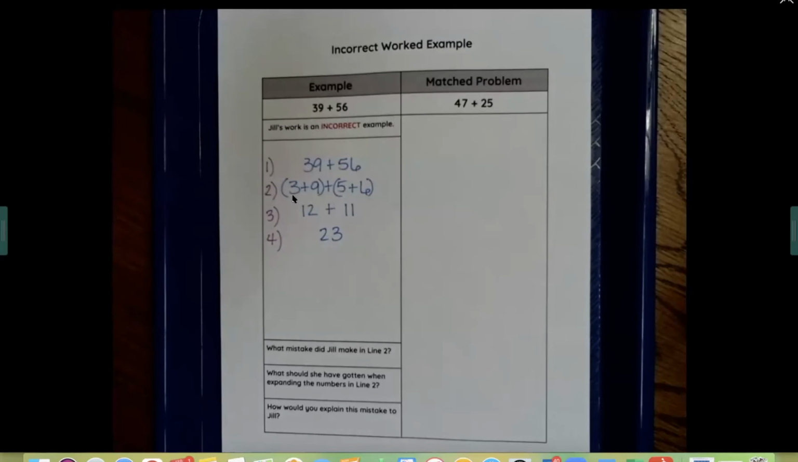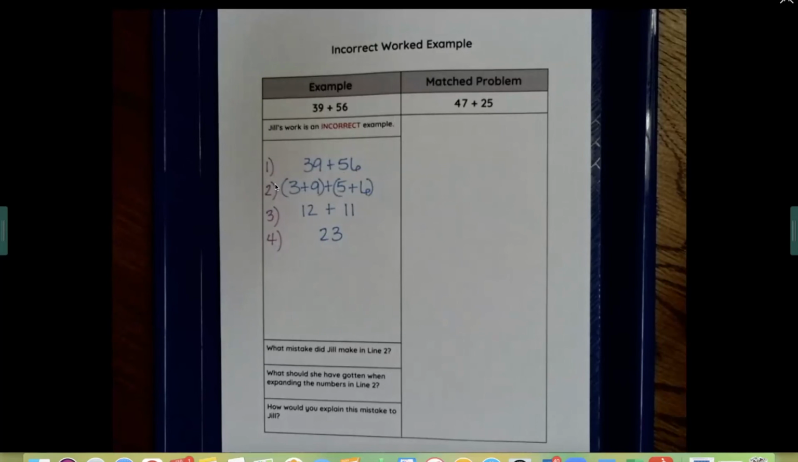But whenever I saw my kids do this, when they would expand 39 into 3 plus 9 and 56 into 5 plus 6 and hundreds, I knew that they did not understand the value of that 3 in 39 or the value of that 5 in 56. And that's another reason why we have our kids expand numbers, so we can make sure they understand that that is 30. That's 3 tens, not just a 3.